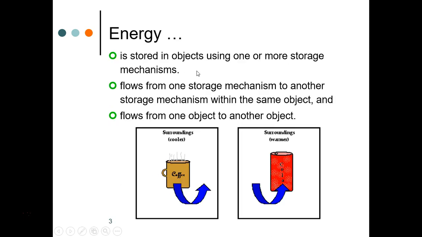Energy is stored in objects using one or more storage mechanisms. So energy flows from one storage mechanism to another storage mechanism within the same object, and it can flow from one object to another. In these pictures below, we can see with the hot cup of coffee, the energy is flowing out of the cup of coffee into its surroundings. On the other hand, if we have a cold can of soda, we can see that the energy from the warmer air is being flowed into the soda in the can.